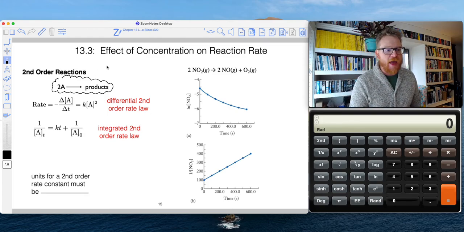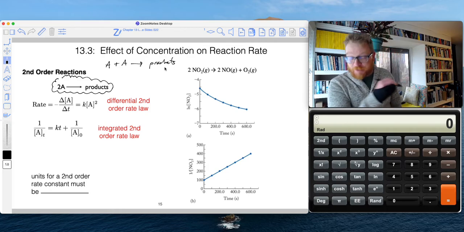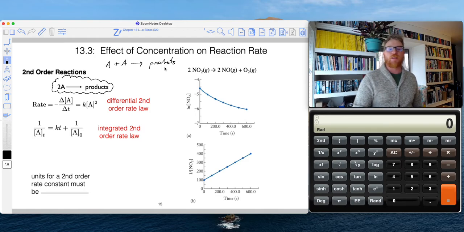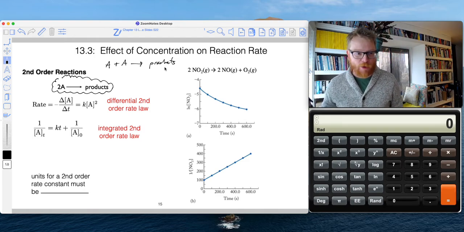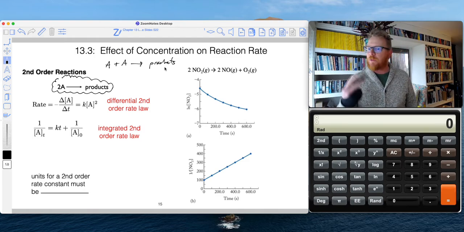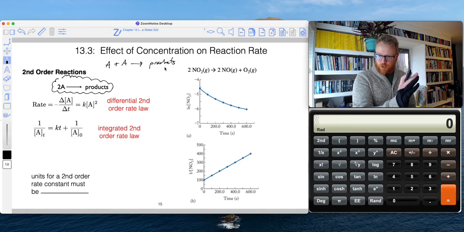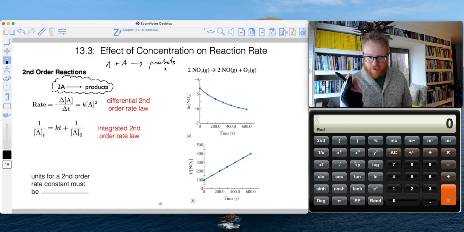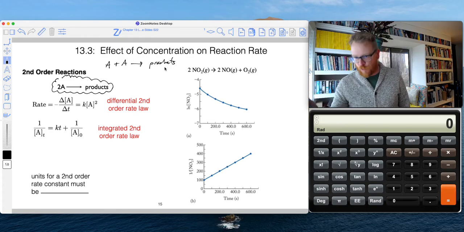And we could think of that as simply as we've got an A plus an A, and that goes on to form products. And from our previous example, we recognize that when there was one A going on to form products, it was first order. Well, now we have two A's. So we have first order in one, first order in the other, second order overall.